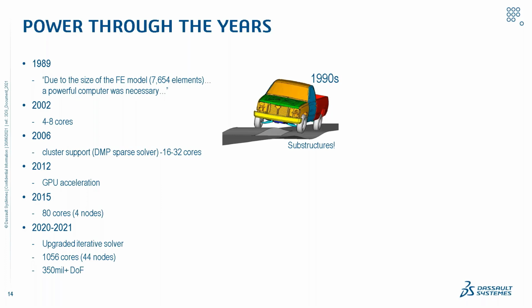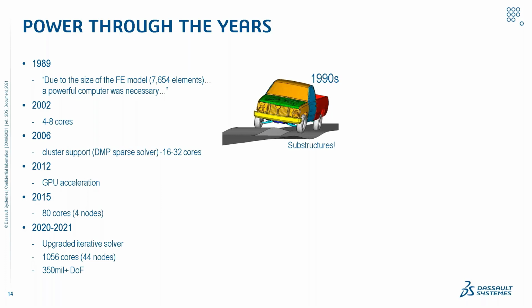In 2006, we added our cluster support, so our DMP sparse solver for 16 to 32 cores on your clusters. In 2012, we added GPU acceleration. In 2015, we started having more and more cores. So 2015, we're almost at 100 cores, so on multiple cluster nodes. And we probably even were running on more than 80 cores then.